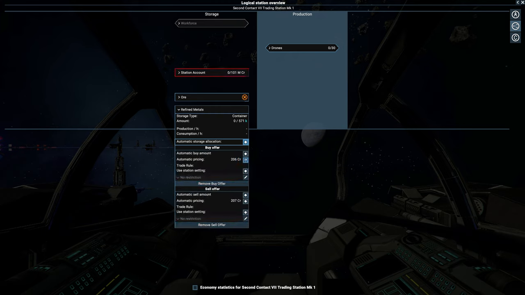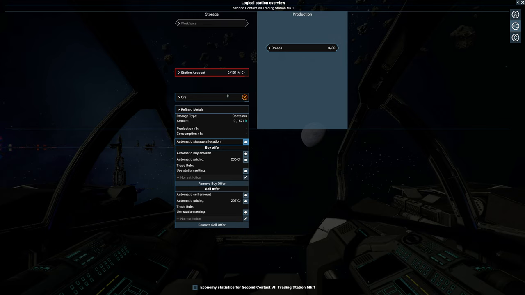Now, I do automatic pricing because I don't want to micromanage this station. As your manager gets higher in levels, it will offer better pricing and look for better trade deals, and it will tend to not lose you a lot of money. That being said, I'm going to buy it at 206 and sell at 207.